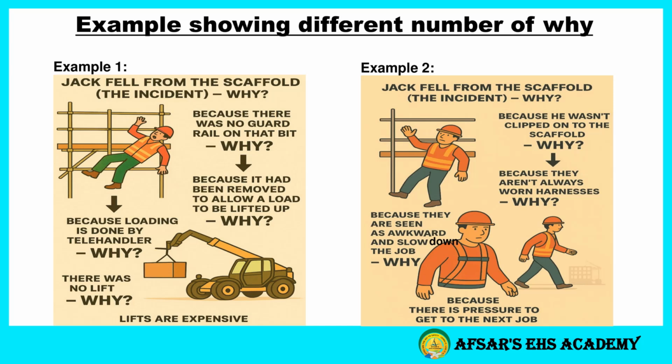Example 1. Jack fell from the scaffold is the incident here. We will start why analysis by asking why. First we will ask why Jack fell from the scaffold. Because there was no guardrail on that bit. But why? Because it had been removed to allow a load to be lifted up. Why? Because loading is done by telehandler. Why? There was no lift. Why? Lifts are expensive.